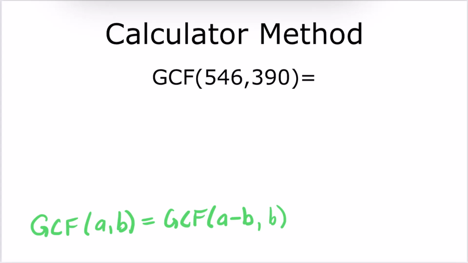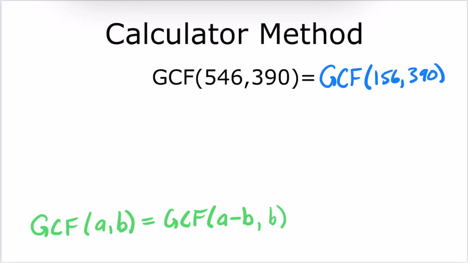So if you want to understand why that theorem works, you can read in your textbook and see the explanation for why this theorem is true. But I'm just going to go ahead and use this theorem to help us find the greatest common factor of 546 and 390. So if I were to use this theorem, I would say, well, this greatest common factor is the same number as the greatest common factor of 546 minus 390, which is 156, and the smaller number, which is 390.